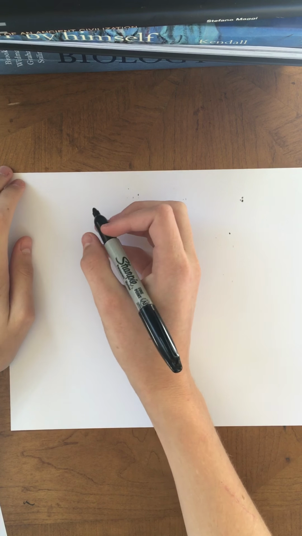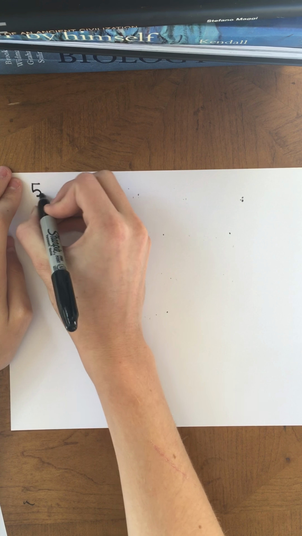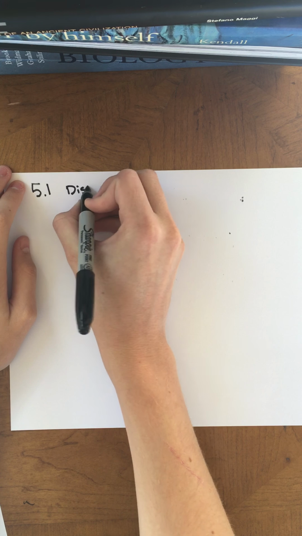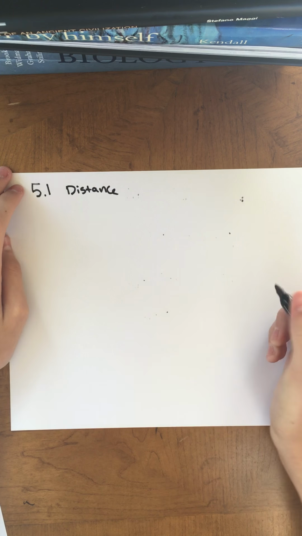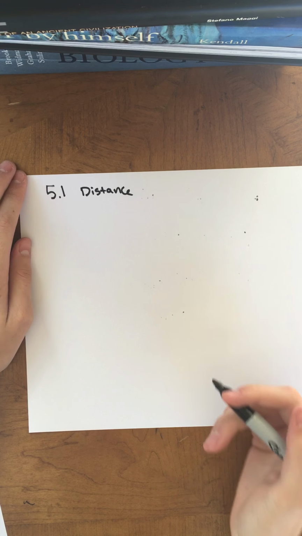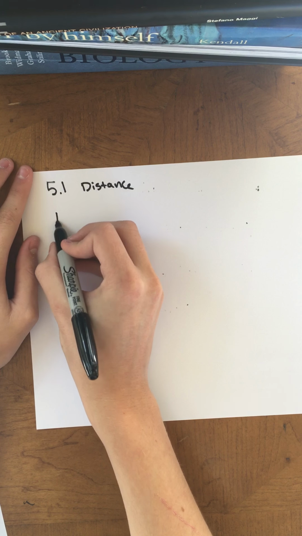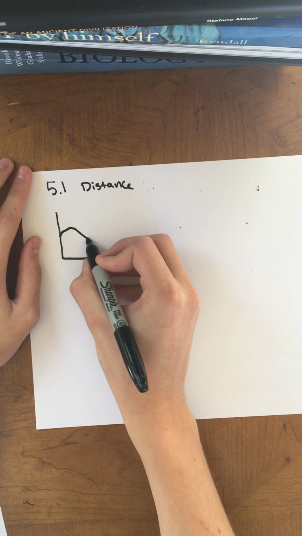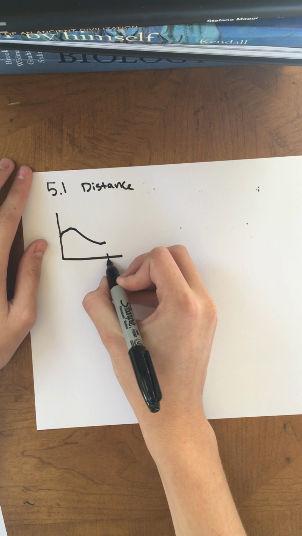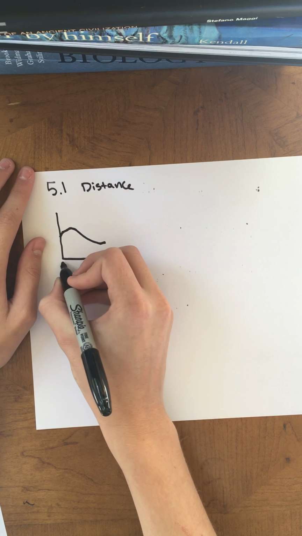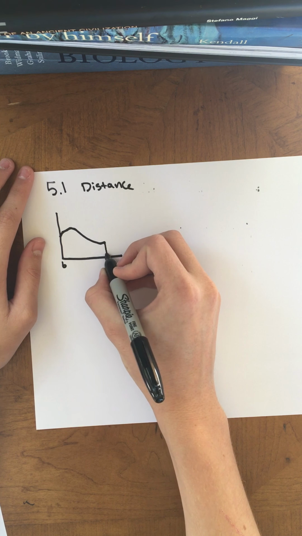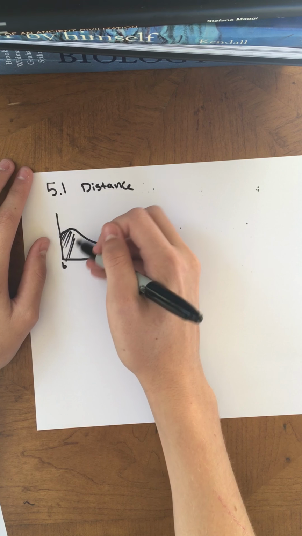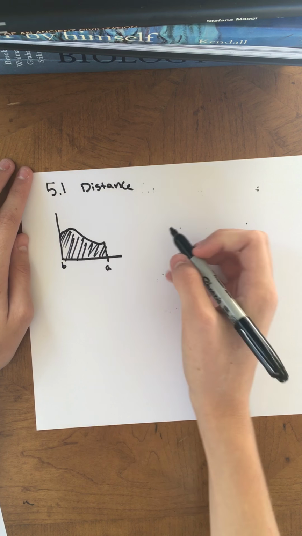Alrighty guys, so for today, we're going to be talking about 5.1, and that is finding the distance using integration. Now, the simplest way to do this is if you just have a function or a graph, and so you have the function here, and you have your boundaries from A to B, and then your distance or your displacement is going to be the area underneath that curve.